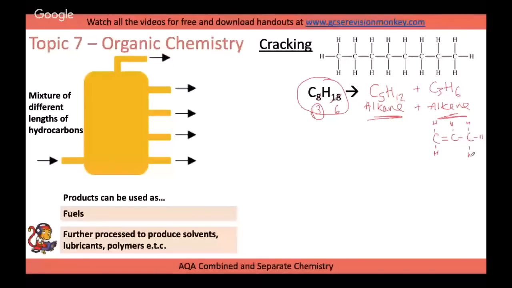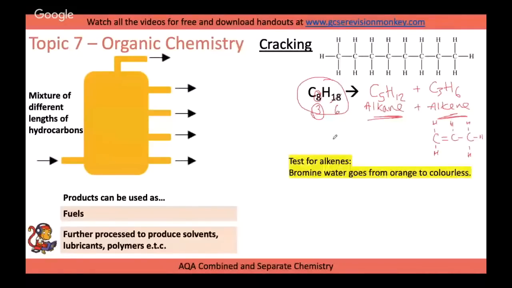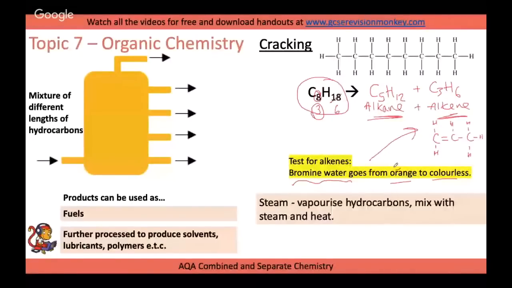So C3H6. So you could have cracked that another way. Okay, you could have 3 carbons here and 5 over here. It doesn't matter what the products are, as long as they all add up to C8H18. The test for alkenes we need to know about is bromine water, and that goes from orange to colourless in the presence of alkenes. In alkanes, it will just stay orange, so you'll know where your alkene is because it will go colourless. So there's 2 types of cracking.